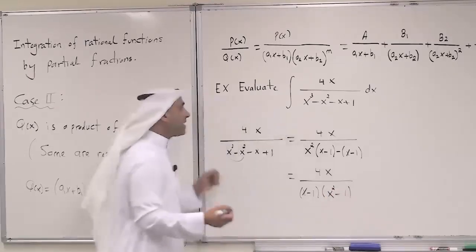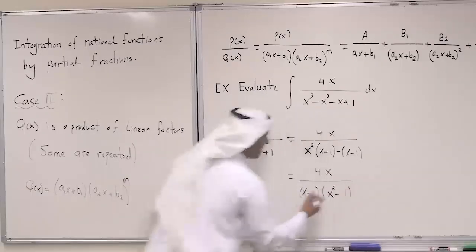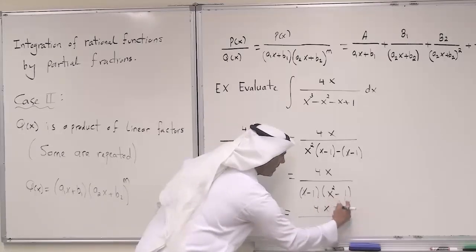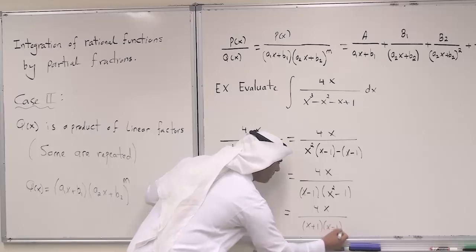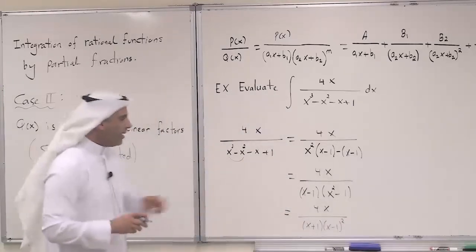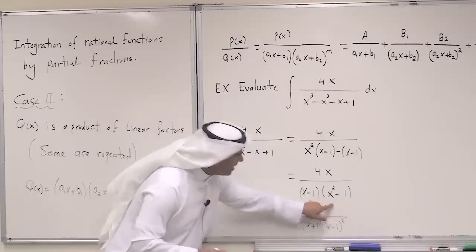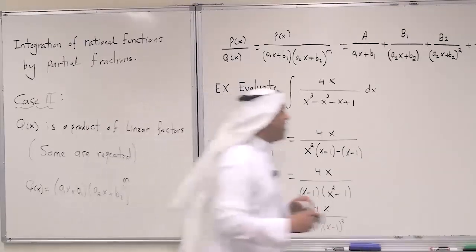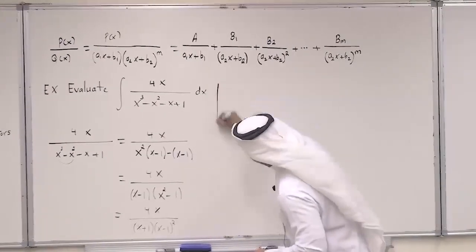Fine. Now x squared minus 1 is a difference of 2 squares. So what do we get at the end? This is exactly equal to 4x divided by x minus 1 times x plus 1, so at the end we have x plus 1 times x minus 1 all squared. I'm factoring this one as a difference of 2 squares, so I get x minus 1, x plus 1, and x minus 1 times x minus 1 will give me x minus 1 squared, and still I have x plus 1. Fine. This is the factorization.